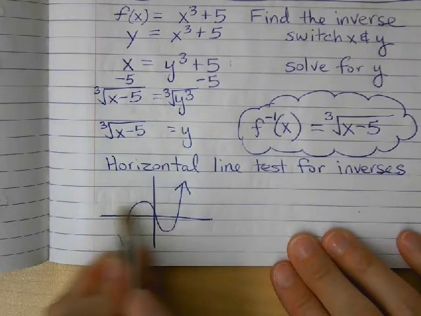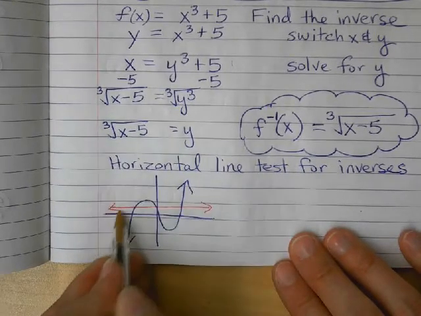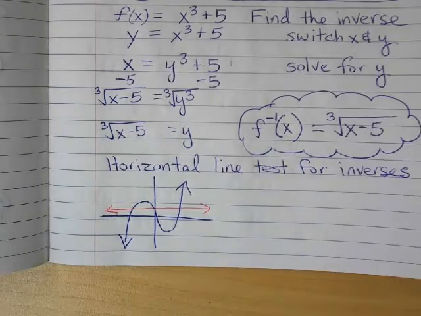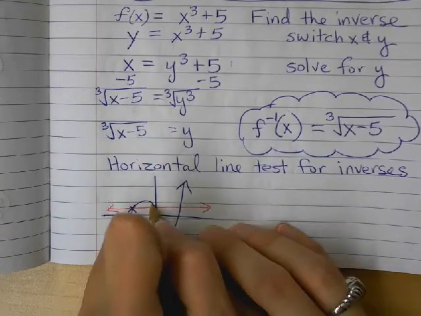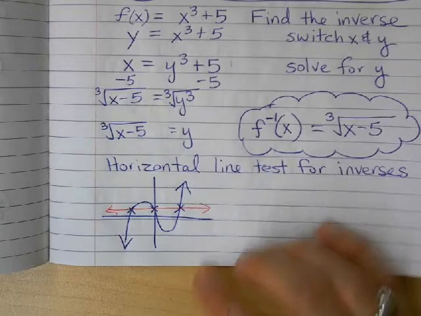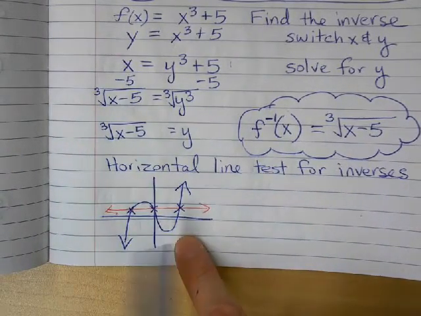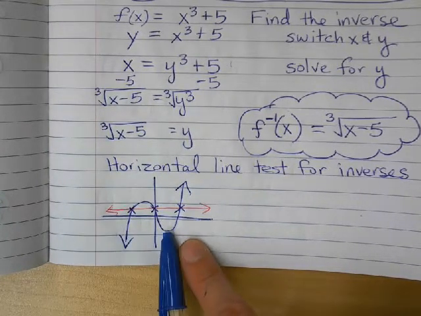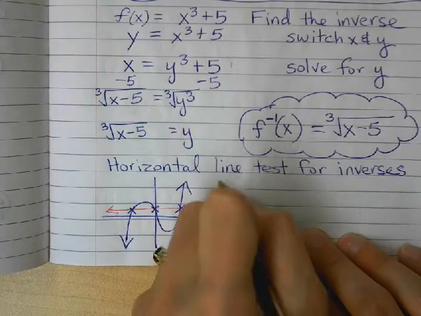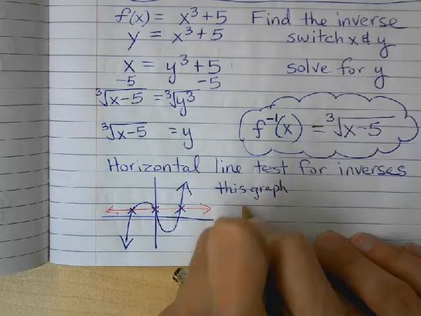You draw a horizontal line somewhere through it. Like if I draw a horizontal line right in the middle like that, doesn't that hit the graph in a few places? It hits the graph here, here, and here. So that does not pass the horizontal line test. So this function right here does not have an inverse.